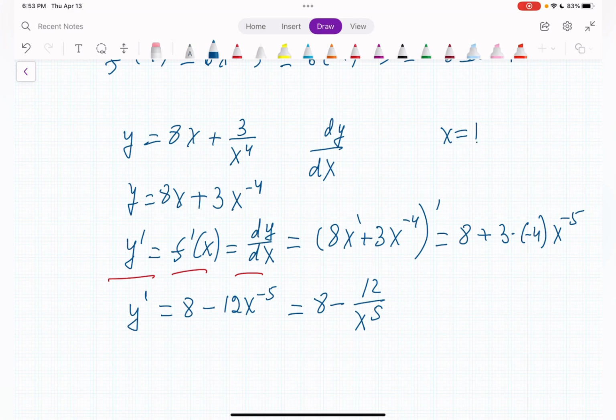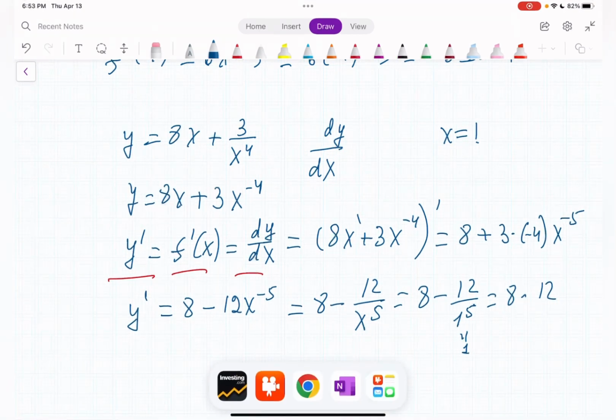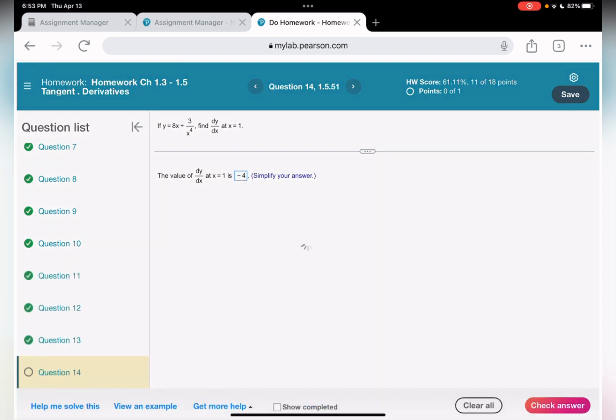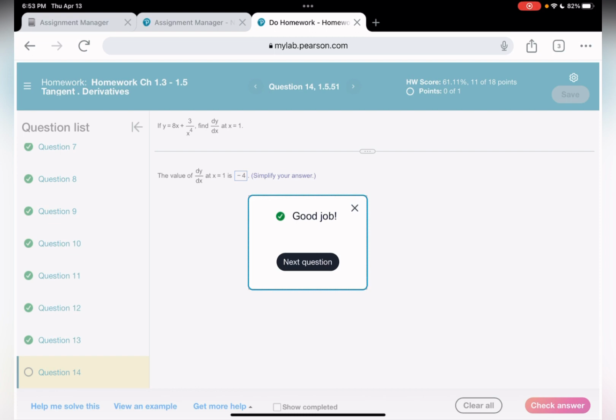So my x is 1, which is going to be 8 minus 12 over 1 to the power 5, which is the same thing, equal 1. And we get 8 minus 12. The answer is negative 4. Good job.